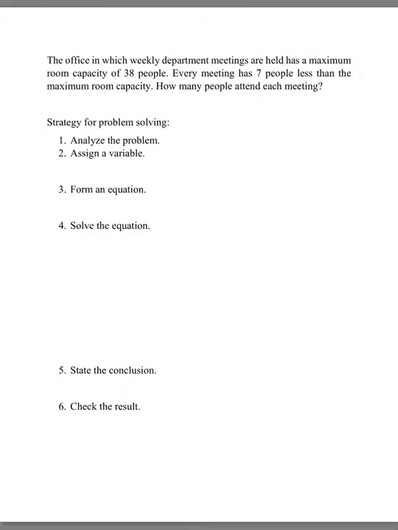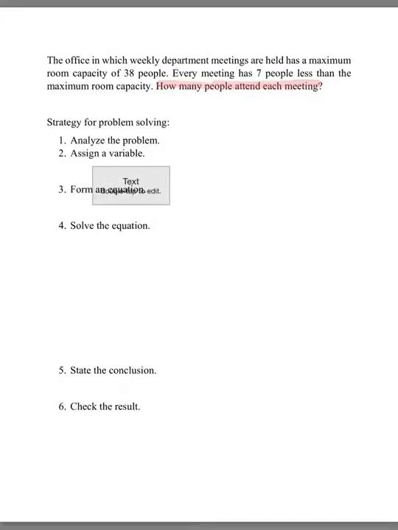The very first step in any word problem should always be to analyze the problem itself. So we want to be able to recognize what it is exactly that we want to find in this problem. Usually the indicator is a question mark. In this case, the question is how many people attend each meeting. So this is a question that we want to answer, and we're going to do so through this problem-solving strategy.